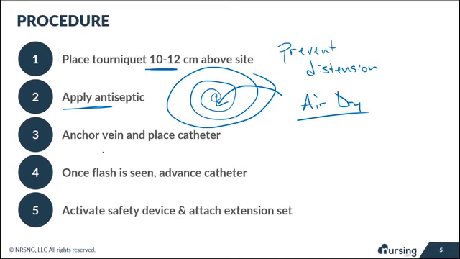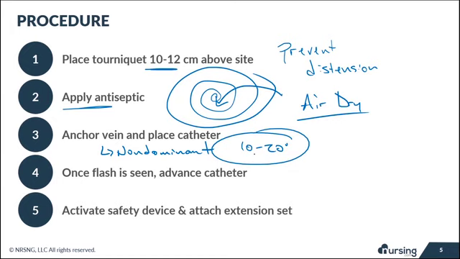Now, with your non-dominant hand, you want to anchor that vein. What that'll do is prevent that rolling back and forth, and will make it stay in place. And then use your 10 to 20 degree insertion angle, and you want to insert the catheter. Now, this is a standard guideline. Some veins are going to be deeper underneath the tissue, and they're going to require steeper angles. Some are going to be closer to the surface, so they're going to require more shallow angles. But this is the guideline to start with, 10 to 20.